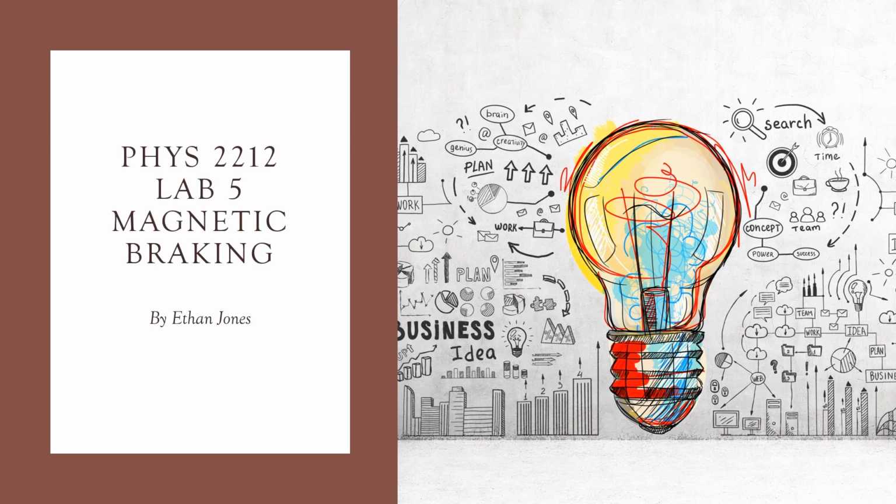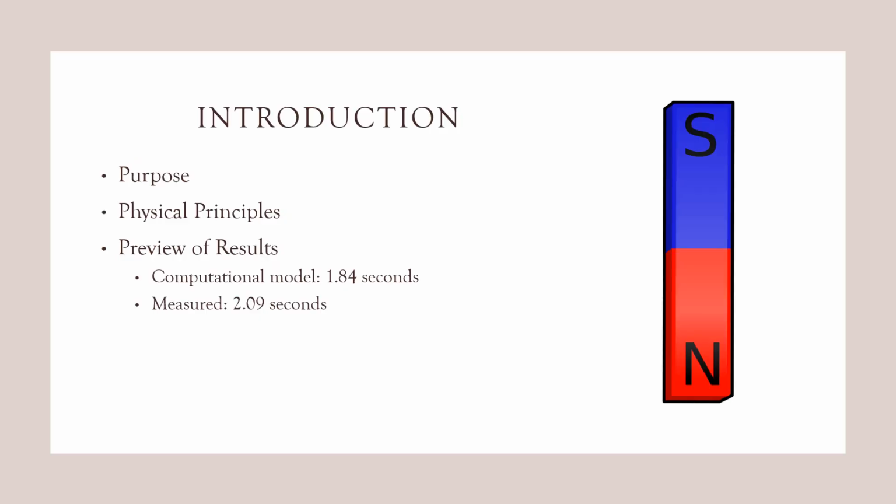Hey everyone, this is my Physics 2212 Lab 5 all about magnetic braking. This lab is all about magnets and changing flux. The purpose of this lab is to demonstrate how nature abhors a change in flux and will create its own magnetic field to resist this change. This is explained by Faraday's law, which shows how nature creates its own magnetic field.